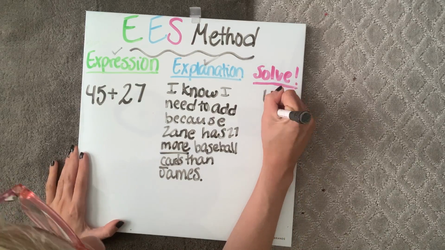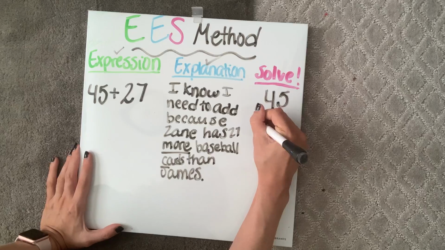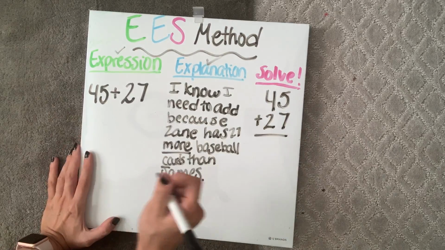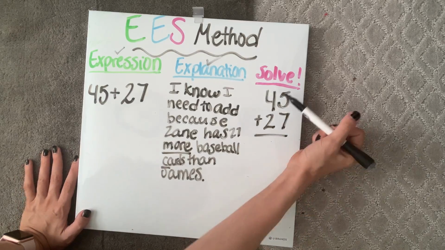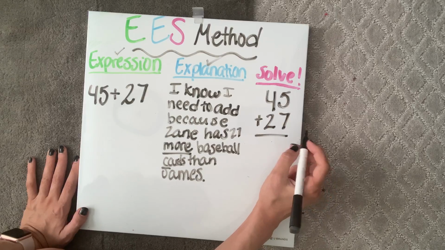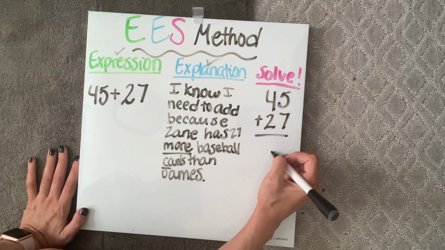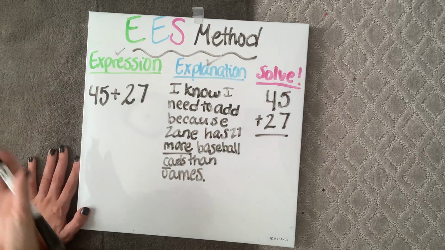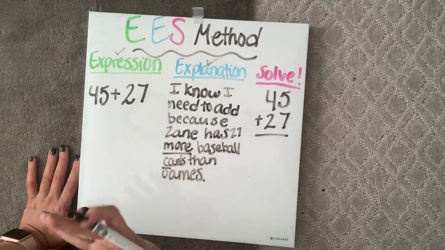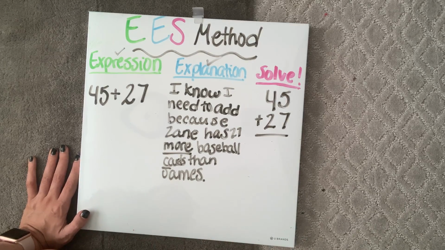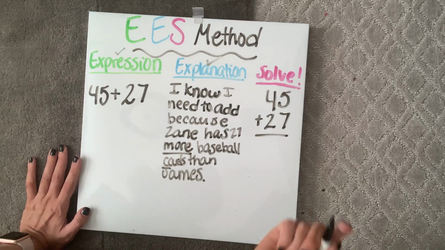All right, now we need to solve. So I'm going to set it up vertically. 45 plus 27, same as over here. And now let's add. Starting with my ones, 5 plus 7. Well, I know that's 12, and I can't fit a 12 in the ones place because I can only do one digit, right? So we know we're going to have to regroup. You can use whatever regrouping method that you would like. Again, it's whatever works best for you. I personally like the expanded form version. You know that's my favorite, so that's how I'm going to do it.